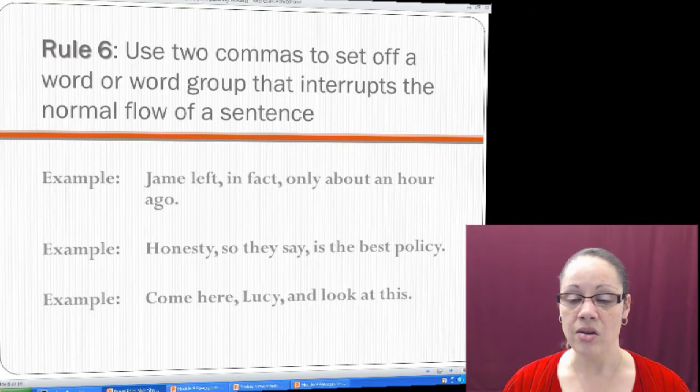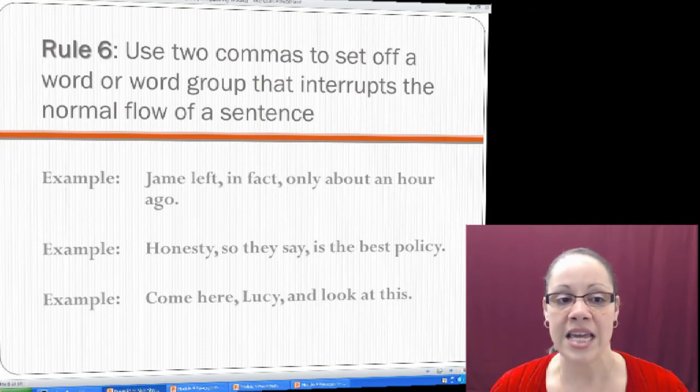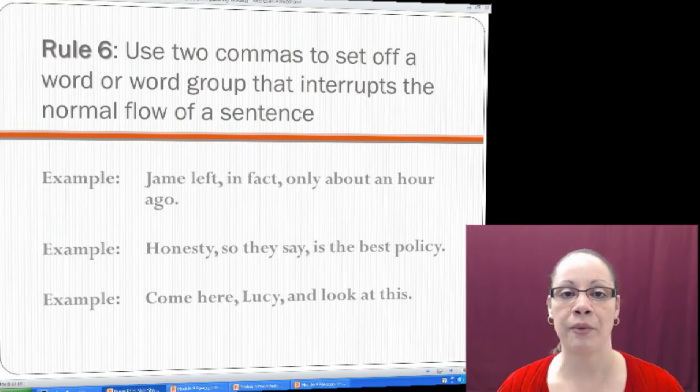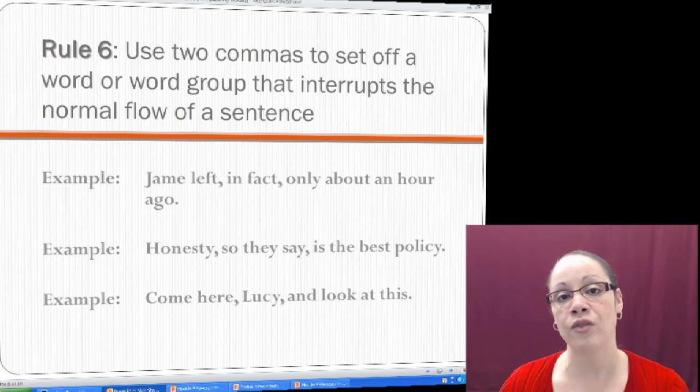Now rule number 6: use commas to set off a word or word group that interrupts the normal flow of a sentence. First example: Jamie left, in fact, only about an hour ago. In fact interrupts the natural flow of my actual sentence, so I need commas to separate that phrase. Honesty, so they say, is the best policy. So they say interrupts the normal flow of the independent clause, so I have a comma before the phrase and a comma after the phrase.